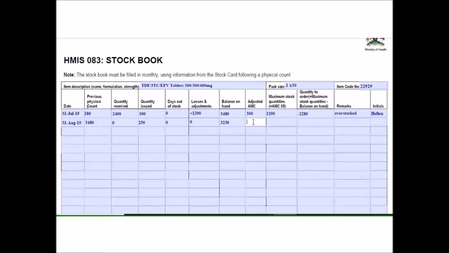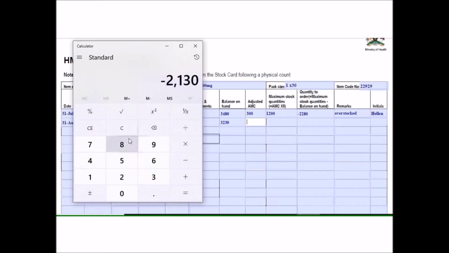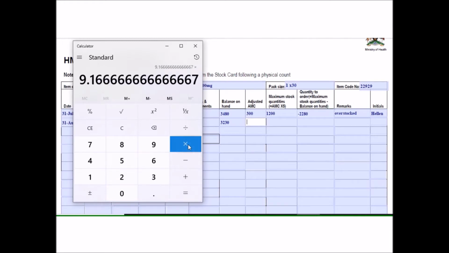And what is our adjusted average monthly consumption? Now we have at least data for 2 months. We can use the 2 months to calculate the average for the 2 months. 300 plus 250 is 550. And if we take 550 and divide by 60, because the 2 months have 60 days, we get a rate per day. Then convert the daily consumption rate to monthly rate, which is 275.